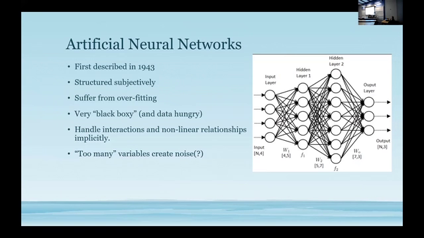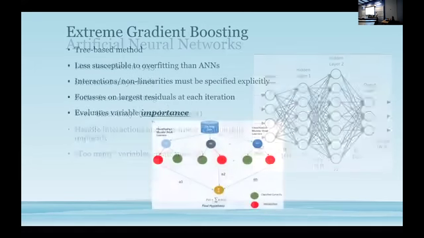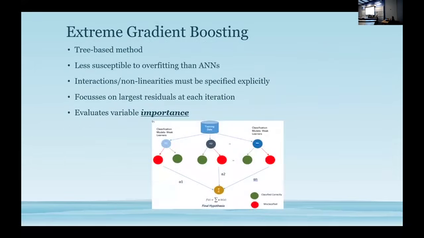The idea is you put your data in, you structure your network somehow, and you get some output out. Very, very black boxy. It handles interactions and linear relationships automatically. You don't have to specify those. Turns out that if you throw in too many variables, you're getting too much noise, and the accuracy of your neural network starts decreasing. So you have a trade-off, but it's miraculous, but it's a black box.